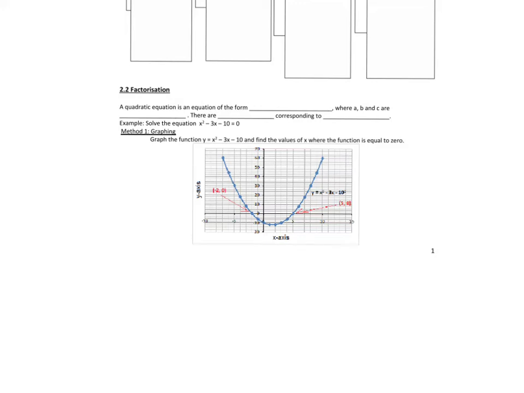Hi Year 11s and welcome to Factorising. We've done expansion already. We're now moving on to factorisation, which is like the opposite of expansion.